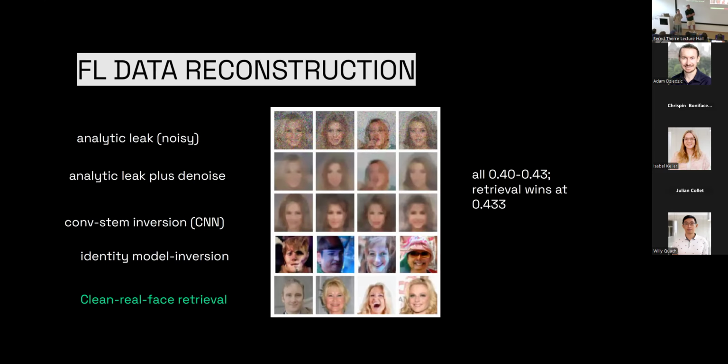For CNS, we used a conv stem inversion. So from convolutional layers, we are trying to push them through another layer to match images. Then we tried identity model inversion. So we used diffusion models, and basically that's it.